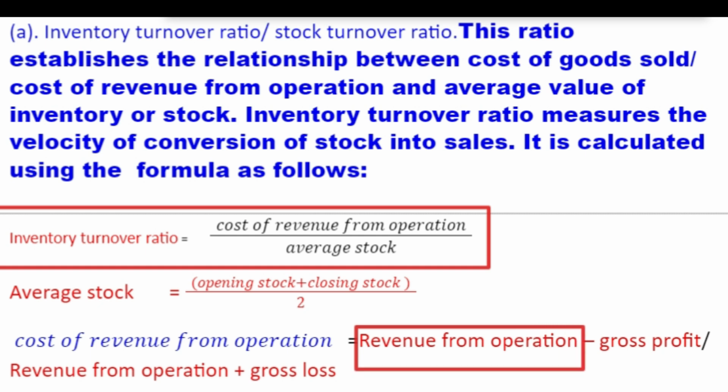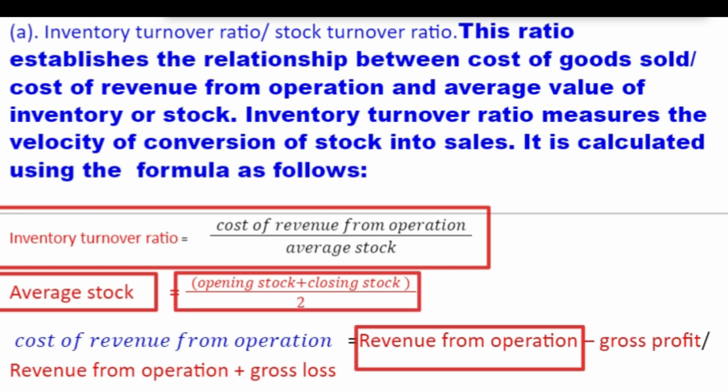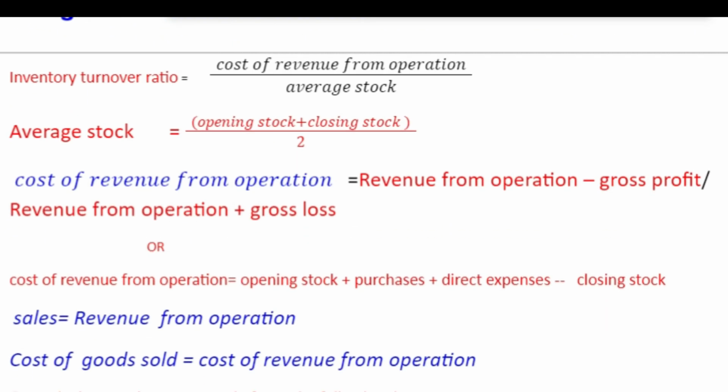Cost price is cost of revenue from operation, and the same goods sold at a certain amount of profit is revenue from operation. That is, if the cost price of the goods is 100 and it is sold at rupees 120, then the 120 rupees is revenue from operation and 100 rupees is cost of revenue from operation. And the average stock formula is opening stock plus closing stock divided by 2. Based on this formula we need to understand the stock turnover ratio.